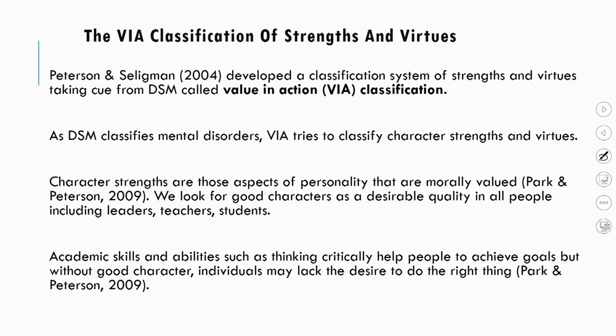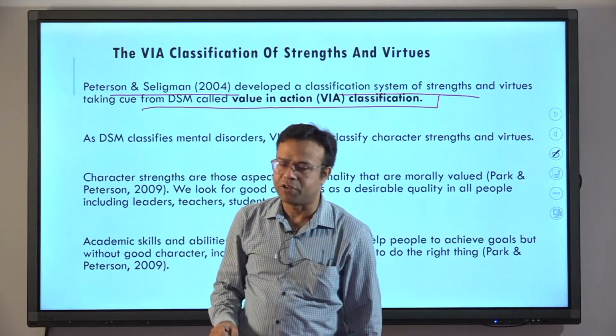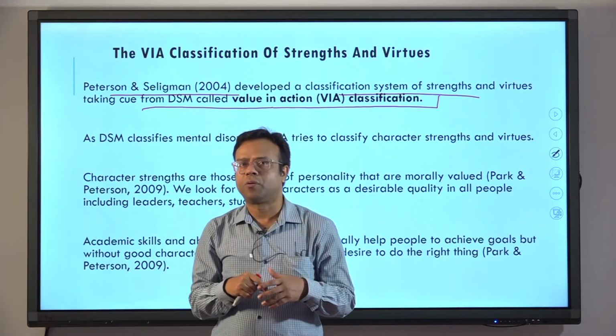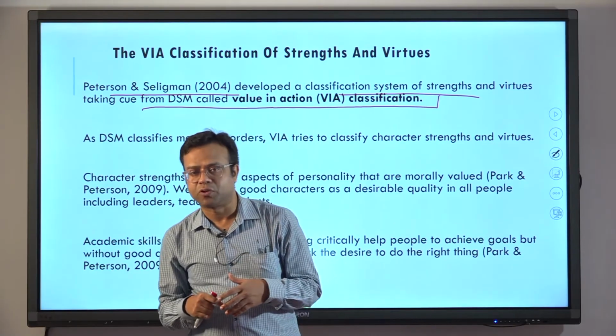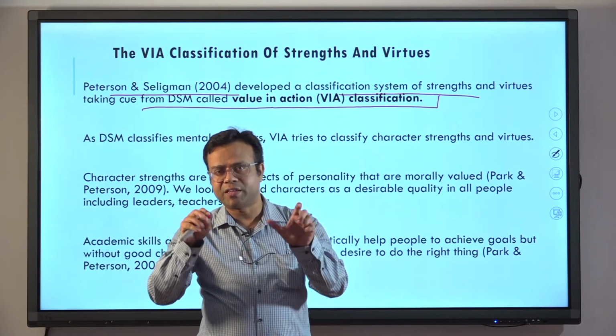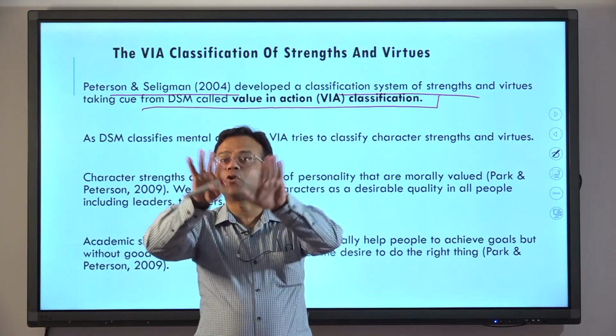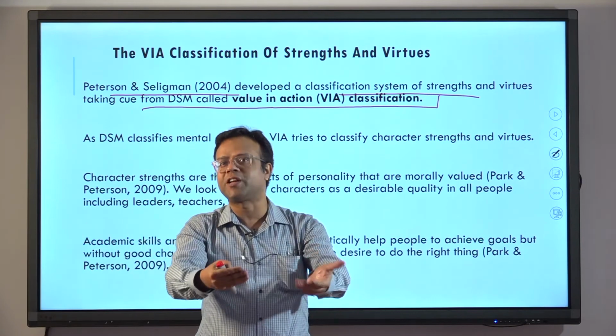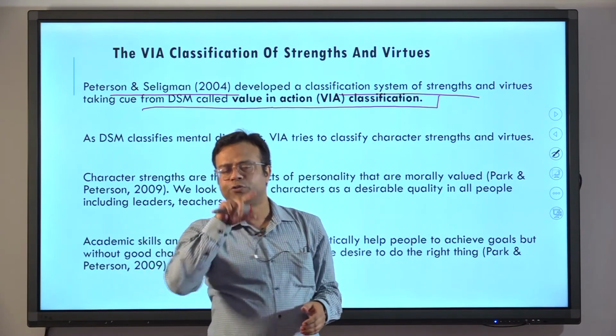Now, this classification was developed by two persons named Peterson and Seligman in 2004. They developed a classification system of strengths and virtues, taking a cue from the DSM, called the Values in Action classification. So VIA means Values in Action classification. They took this idea from the DSM, the Diagnostic and Statistical Manual of Mental Disorders. The DSM has elaborately classified psychological disorders into different categories, subcategories and so on. So they took an idea from there.